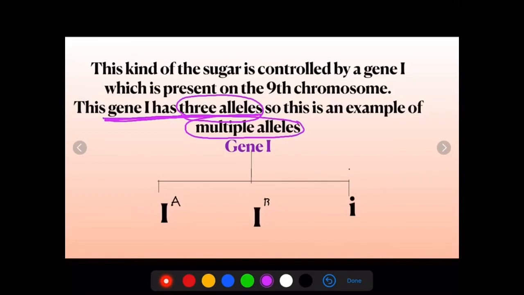What are these 3 alleles? One is IA, one is IB, and one is small i. As we have the convention of writing, this is a dominant one. And now this is also dominant, and small i is a recessive allele. So by the previous concept, this can produce the enzyme fully, normally, unmodified, but this is a modified allele which cannot produce the enzyme to produce the sugar.